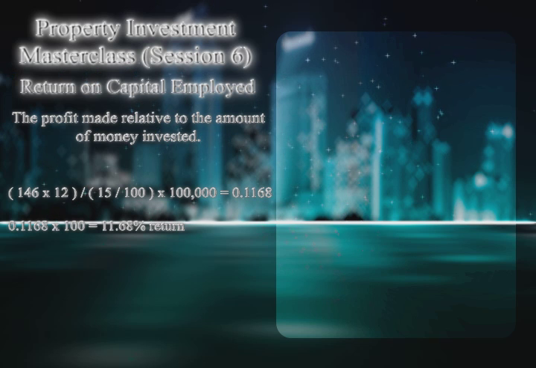0.1168. So then we times that by 100, and that equals 11.68%. So that means off the £15,000 we put in, we got a return of 11.68% in the year, which is pretty much expressing the annual profit by the amount of money you've put in. So the annual profit was 146 times 12, which equals 1,752, and expressing that relative to how much you put in, which was 15,000, is around about 11.68% return.